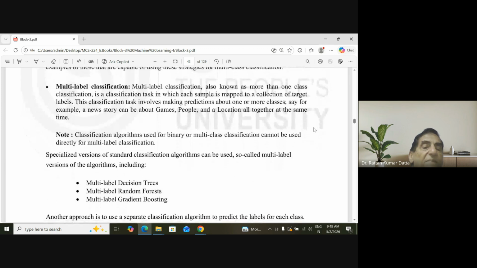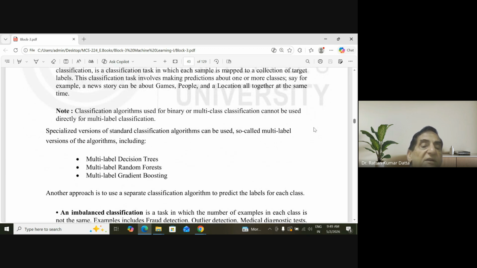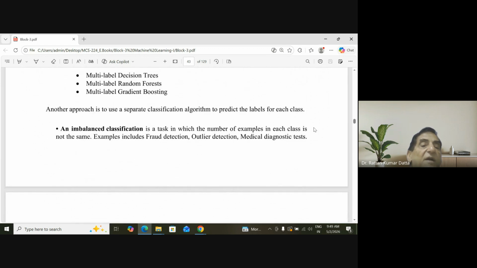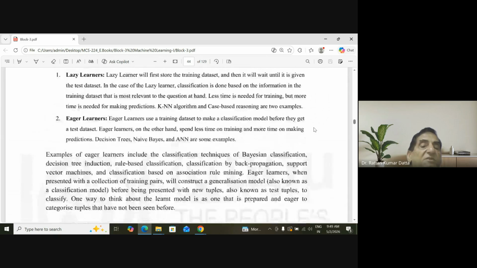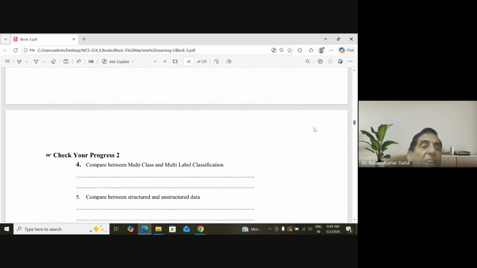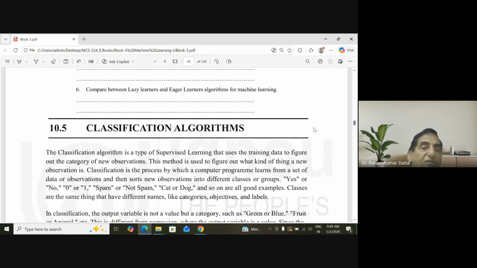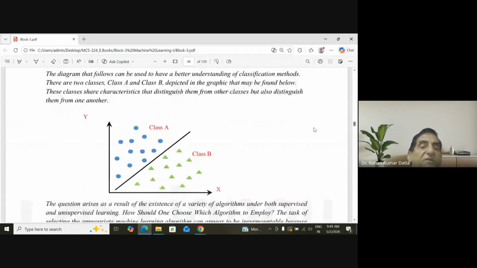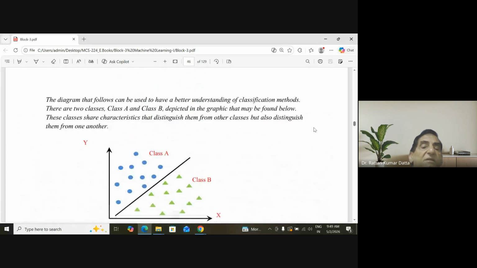Multi-level decision tree, multi-level random forest, multi-level gradient boosting. And imbalanced classification, all these are things you can just go through. Classification algorithm, you can read this. This is a classification algorithm. This is class A, class B, and this is a line which separates them, class A and class B, depicted in the graph that may be found below. These classes share characteristics that distinguish them from other classes, but also distinguish them from one another.